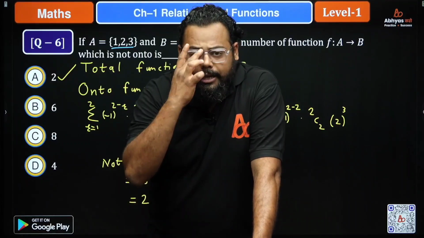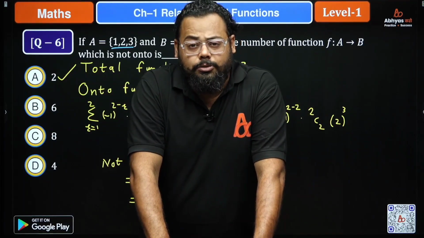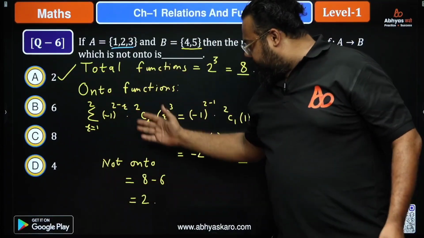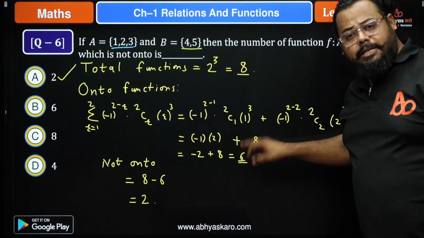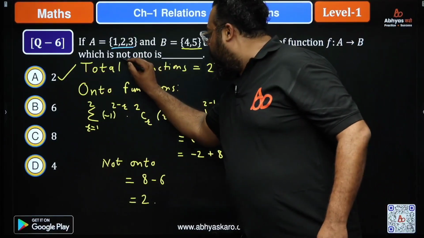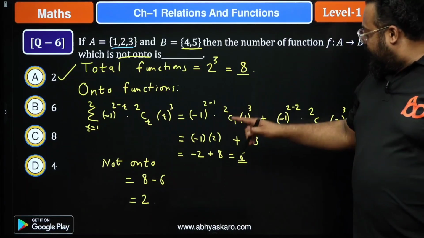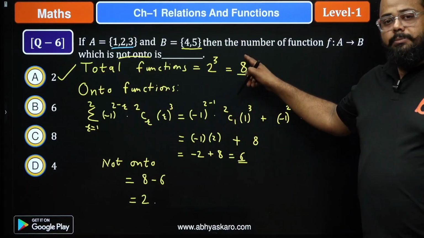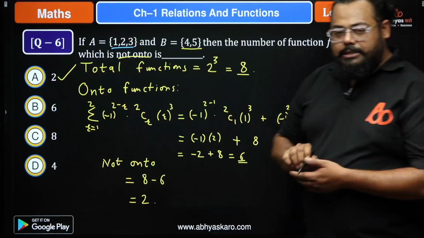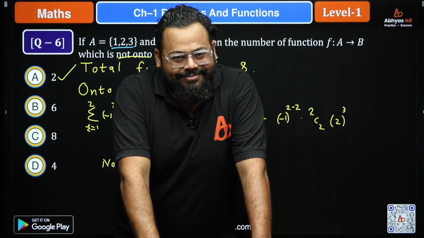ये सवाल ऐसे ट्रिकी होता है. जनरली लोग पूछते हैं कि कितने ऑन टू फंक्शंस होंगे. यू अप्लाई दिस फॉर्मूला, यू गेट टू द आंसर, एंड कई बार आप आंसर में 6 लिख दोगे, बट दैट इज नॉट द आंसर. रीड द क्वेश्चन प्रॉपरली. नॉट ऑन टू लिखा है. नॉट ऑन टू का मतलब क्या है कि 6 को आपको टोटल फंक्शंस में से माइनस करना है. दैट इज द रीजन, दैट इज द ट्रिकी पार्ट, एंड दिस इज व्हाट यू हैव टू टेक केयर ऑफ.